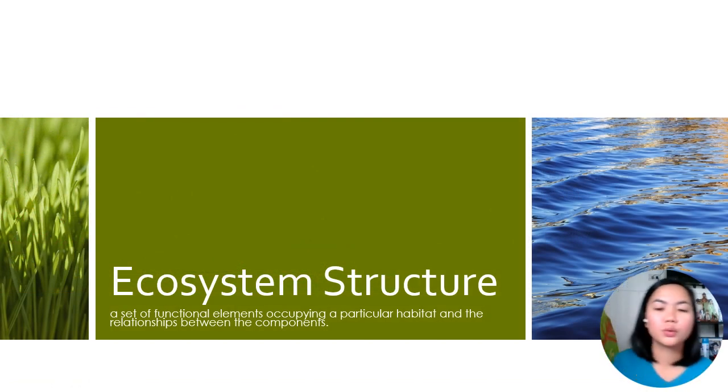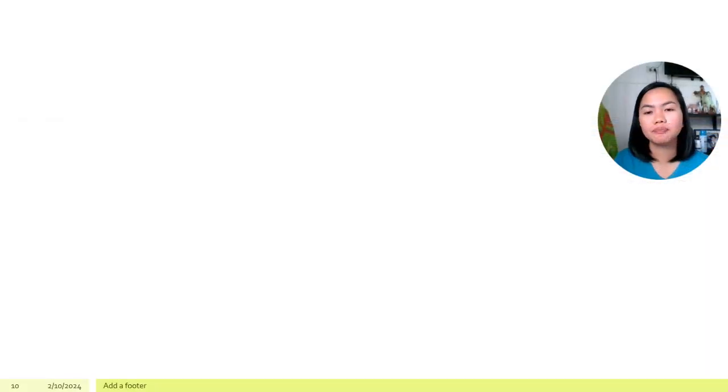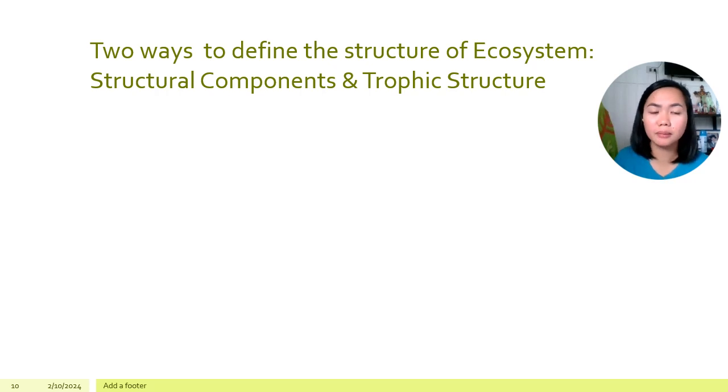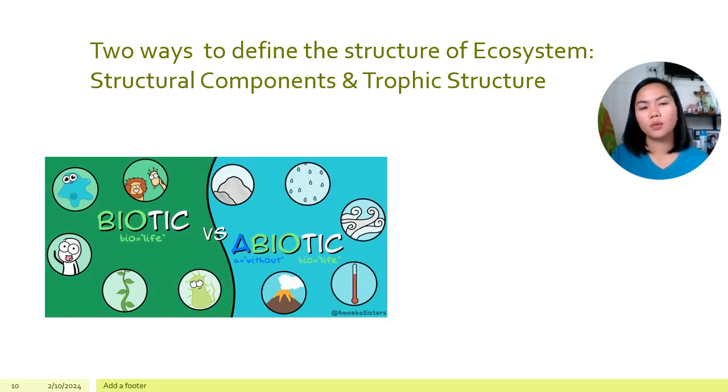Now let's move on to the ecosystem structure. When we say structure, this is a set of functional elements occupying a particular habitat and the relationships between the components. There are two ways to define the structure of the ecosystem. First is through its structural components, and second is through the trophic structure. When we say structural components, we are talking about the biotic and the abiotic components of the ecosystem.